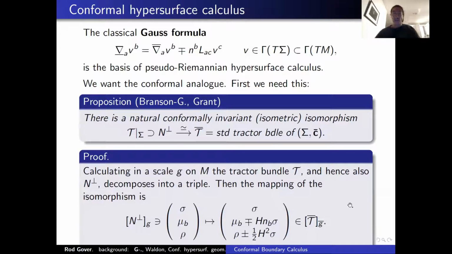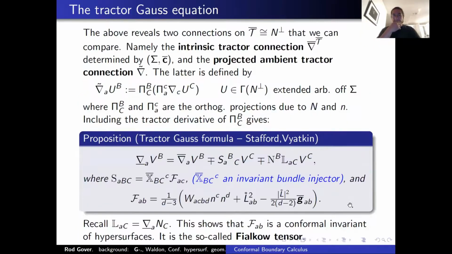And then later I had a student write out those details. Okay, so now we've got the basics set up to have a type of Gauss formula. So now we have two connections on the intrinsic tractor bundle, which henceforth we're going to identify with this n-perp. So we'll just think of the intrinsic tractor bundle to the hypersurface as being the same as n-perp because we can identify it. But now we have two connections, namely the intrinsic tractor connection, because on the hypersurface it has an induced conformal structure, its induced tractor bundle, and its induced tractor connection.